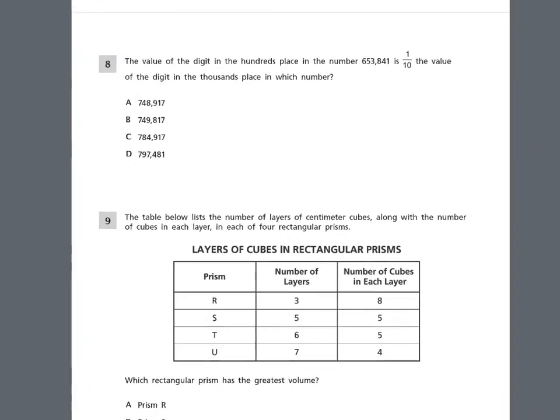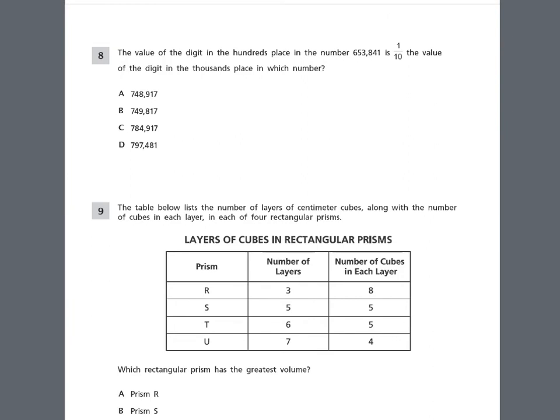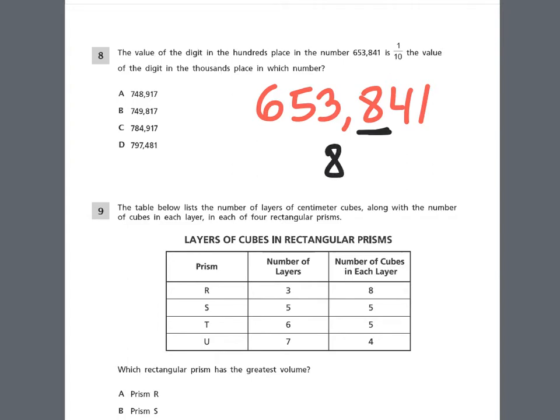For number 8, it says the value of the digit in the hundreds place in the number 653,841 is 1/10 the value of the digit in the thousands place for which number? So let's go and write this number down, 653,841. The value of the digit in the hundreds place. So let's underline the hundreds. That's the hundreds place. Is 1/10. So it's smaller. So therefore the 8 should be over here for the new number, because this is 1/10 of that new number. So it has to be 8,000. The only one that has 8,000 is the letter A. See? Because the 8 right there is in the 8,000s place, and that's the only one.